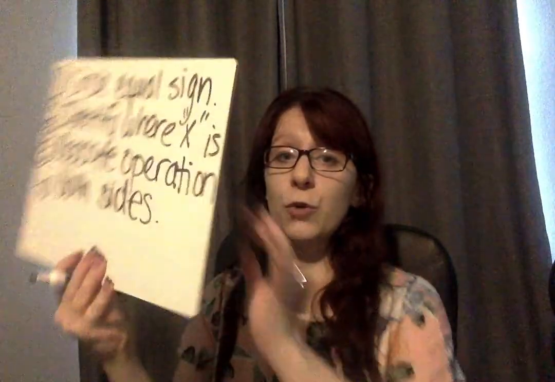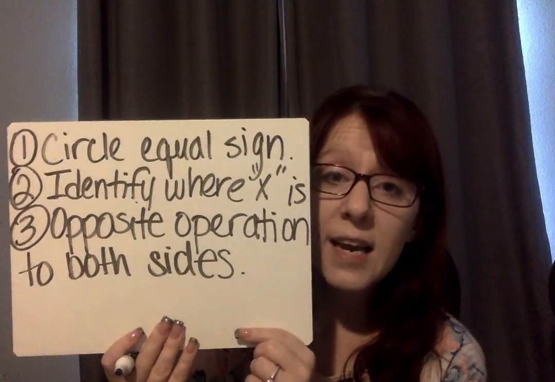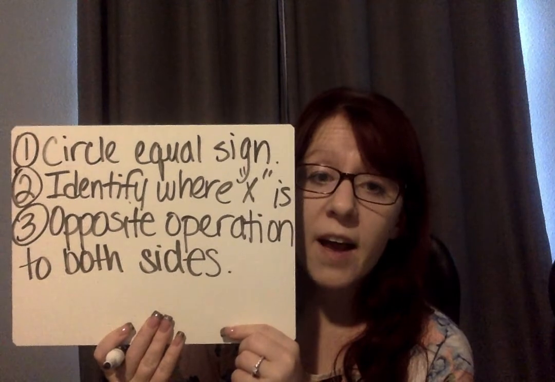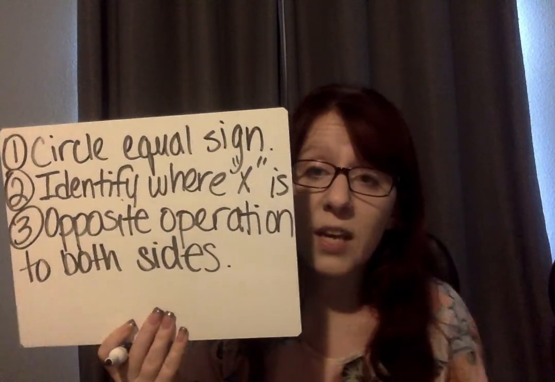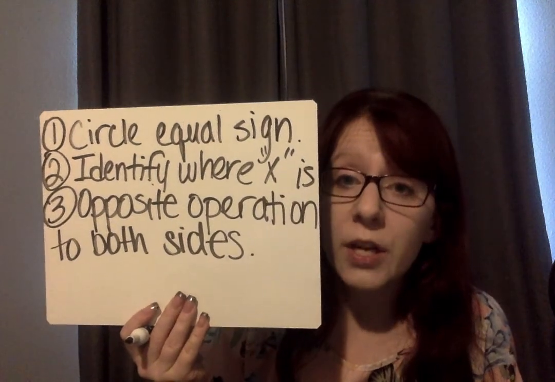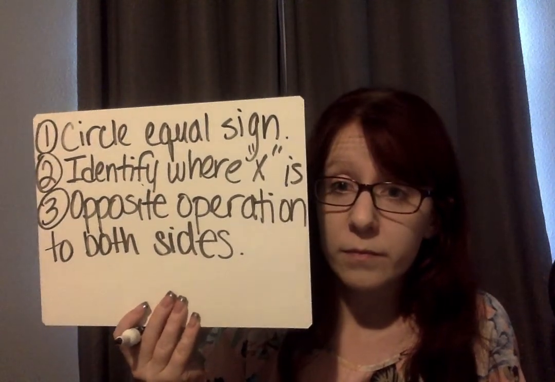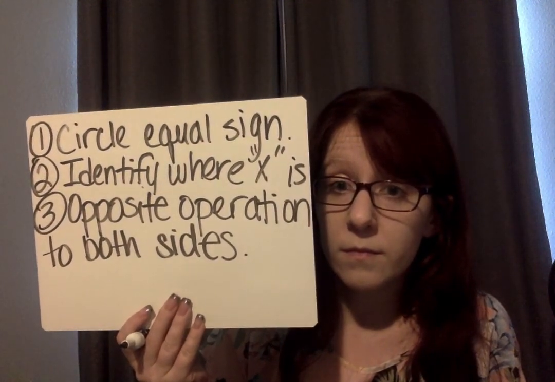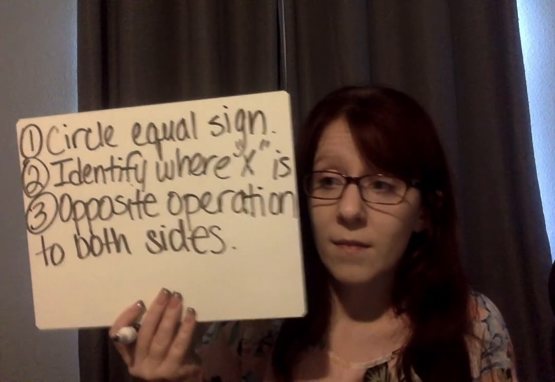We're going to use a new vocab term here, and we're going to go over it. I just need you to first fill in opposite operations to both sides. That's for step 3. I'm going to give everybody a second to type that in. Opposite operation to both sides. Excellent.